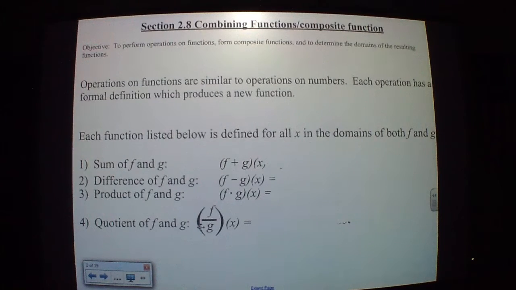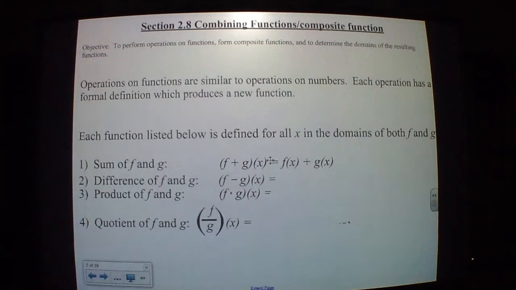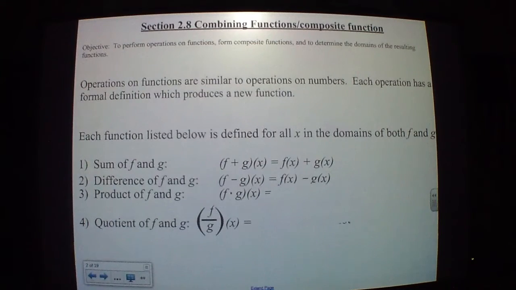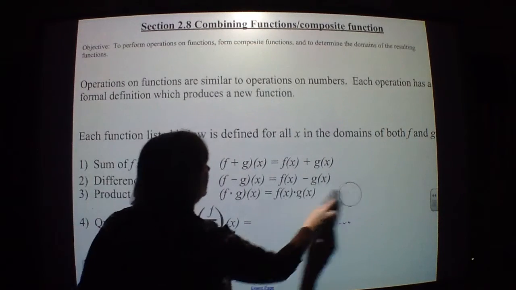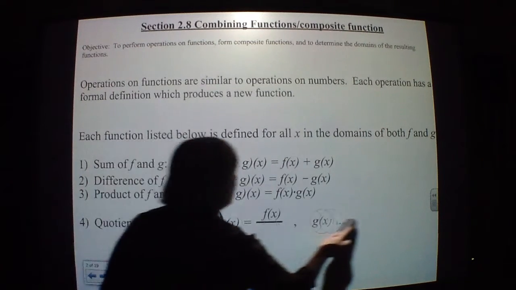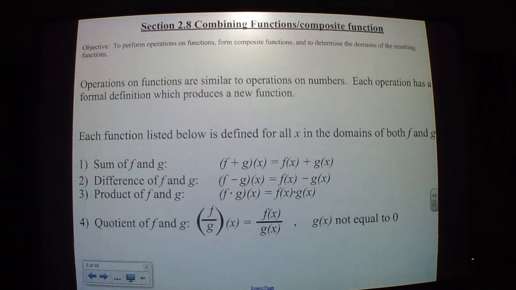So the sum of f and g, f plus g of x, you can write it as f of x plus g of x. F minus g of x, you can write as f of x minus g of x. And f times g of x can be written as f of x times g of x. Division, f divided by g of x, can be written as f of x divided by g of x, given that g of x is not equal to 0. Because if it were, it would be undefined.